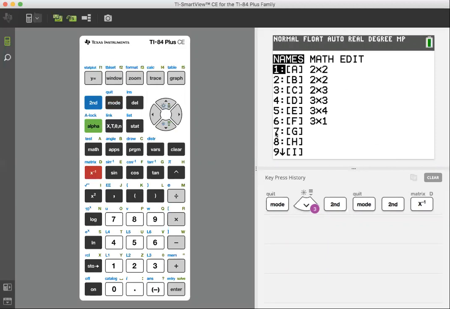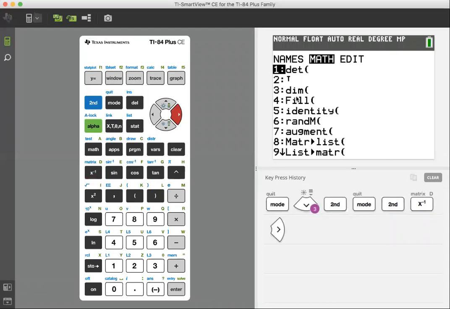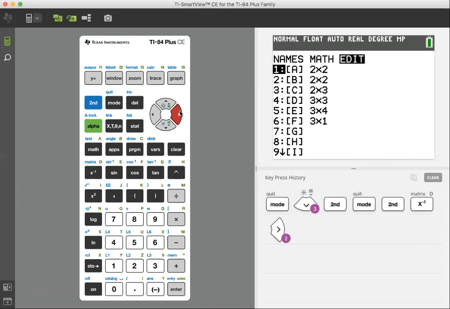The names are the first, I guess, table that you can look at. The next says math, so you can click on this. We don't know how to do any of this stuff yet, but this will be helpful tomorrow or the next time I teach you. And then edit is the really most important one.